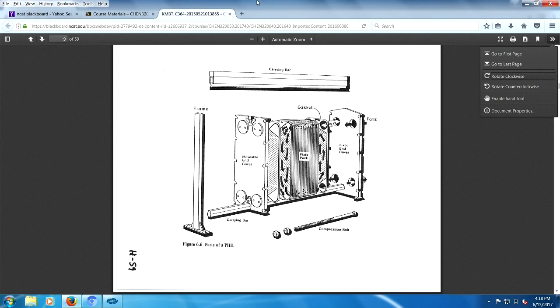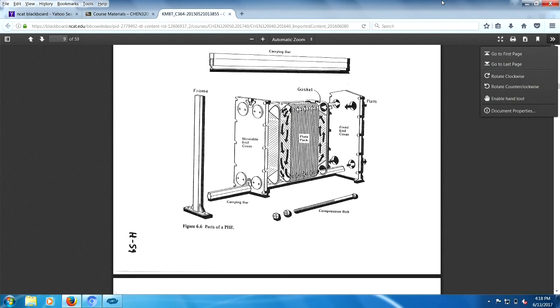So there you have it. Plate heat exchanger. You have plates, that's the heat transfer area there. They're corrugated, where they have a pattern. That's to create turbulence. They're also gasketed. They're made of gaskets right there.